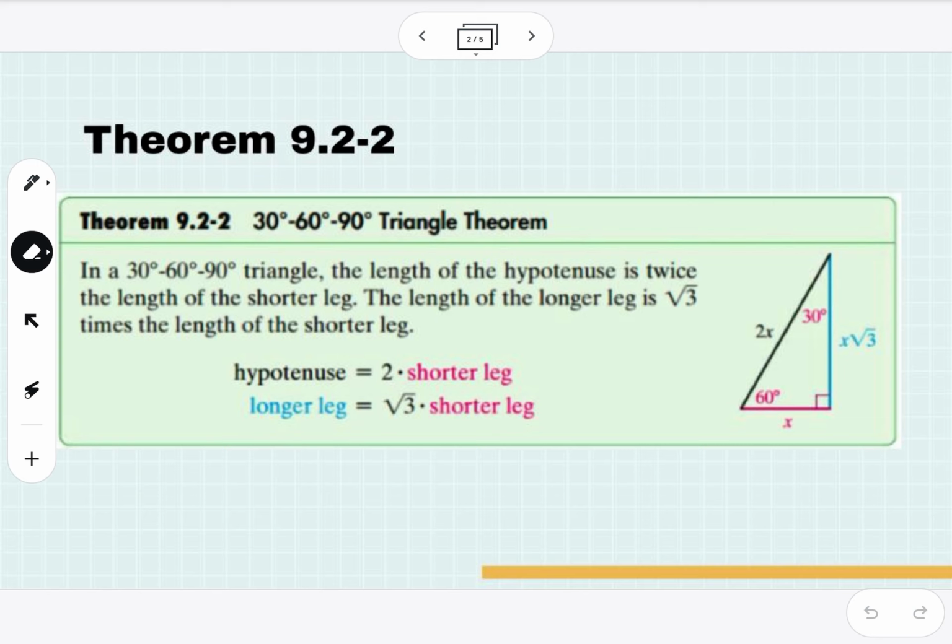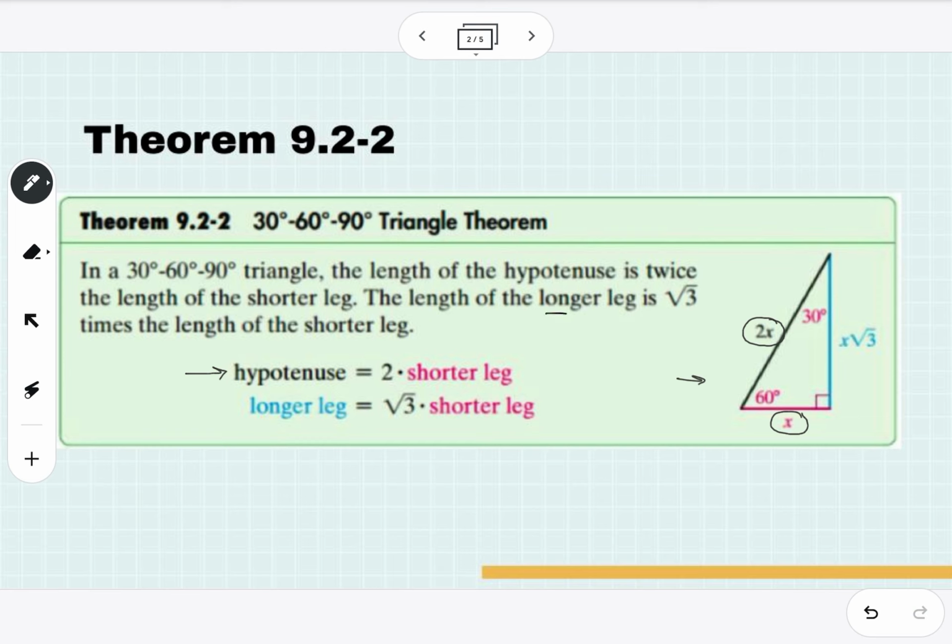You're good to go. Okay, so in a 30, 60, 90 triangle, the length of the hypotenuse is 2 times the length of the shorter leg. So that's what this formula is saying here. That's also what this diagram over here is saying. So your hypotenuse is represented by 2x, and x is just that shorter leg.